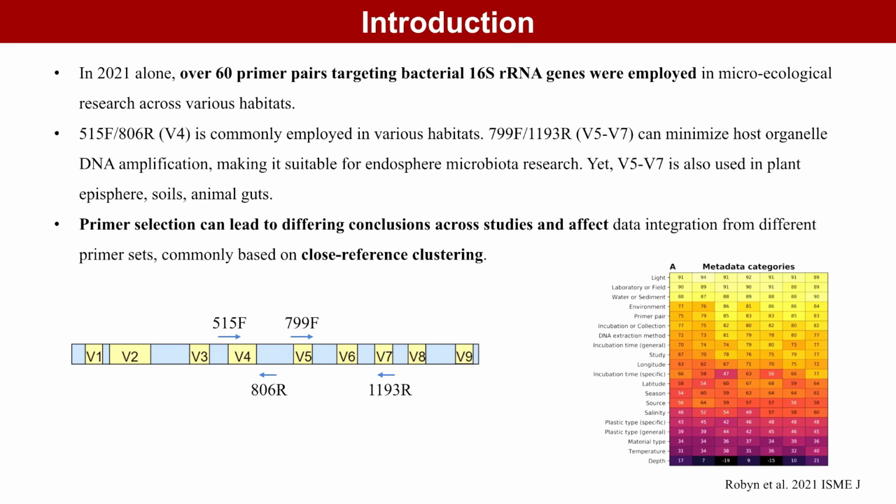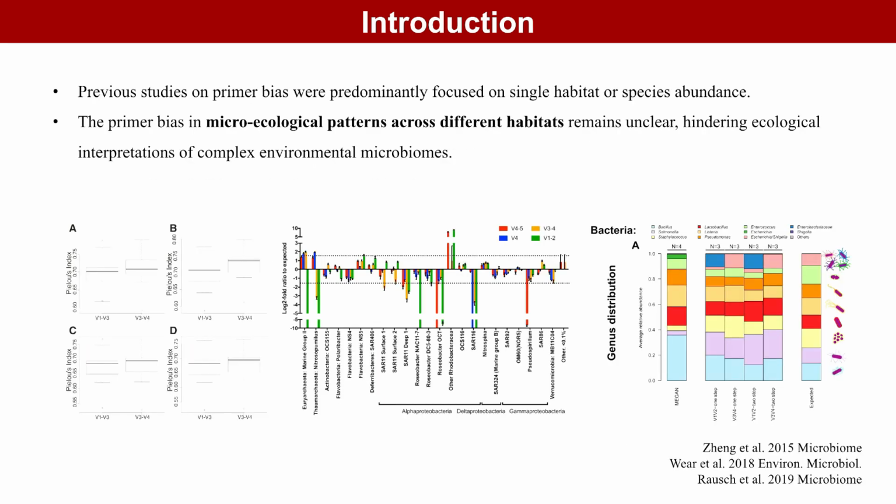Using different primers can lead to different conclusions across studies, and it will also impact our data integration for meta-analyses, which is commonly based on closed reference clustering. Previous studies on primer bias mainly focused on specific habitats or species abundance. The primer bias and microecological patterns across different habitats remain unclear.